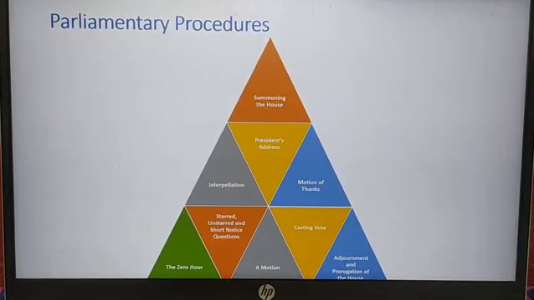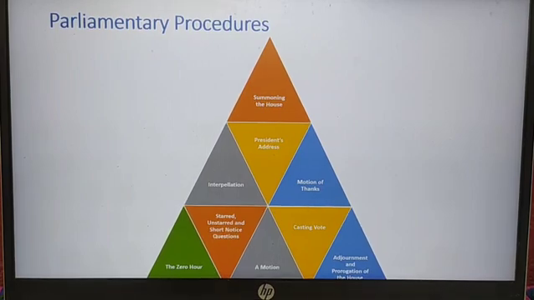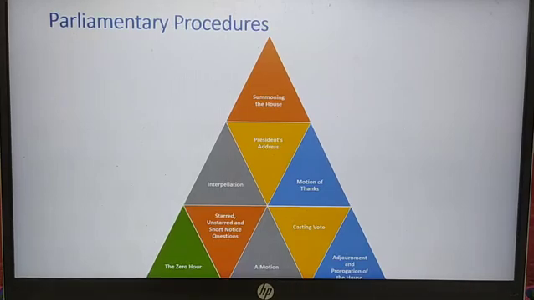Welcome to the next episode of Kritika's Vision, where we are doing Chapter 1 of Civics, Union Parliament, of Class 10. As promised, after completing the chapter, I'm here with the parliamentary procedures.